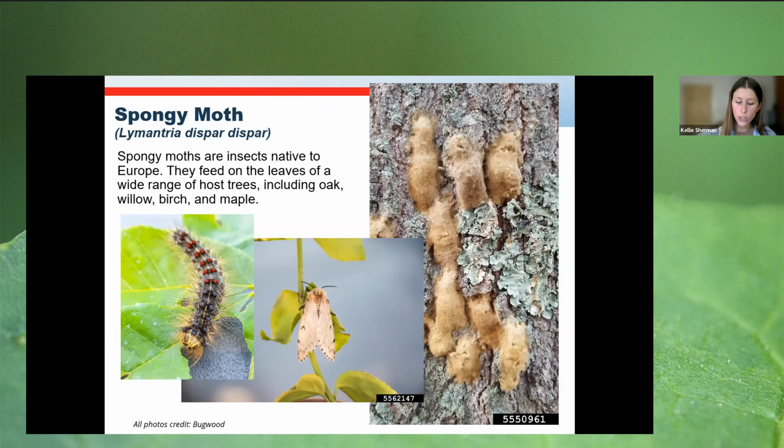So actually in 2021, spongy moths defoliated 1.8 million hectares of trees in Ontario. That's equivalent to more than 3 million football fields. So of course, damage also lowers the economic value of trees as well. So yeah, I just know a little bit more about Ontario, but it is here. So the most significant thing is to prevent its spread.